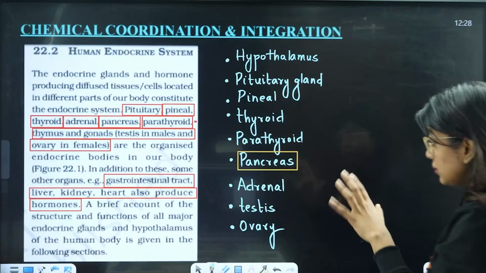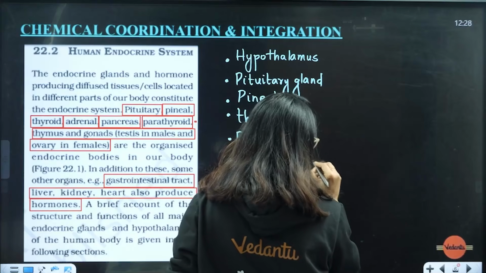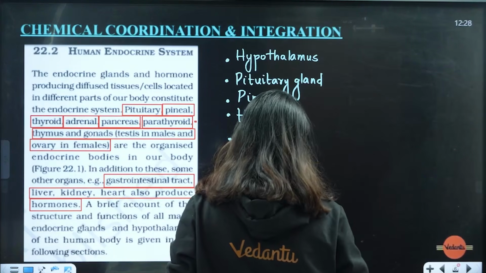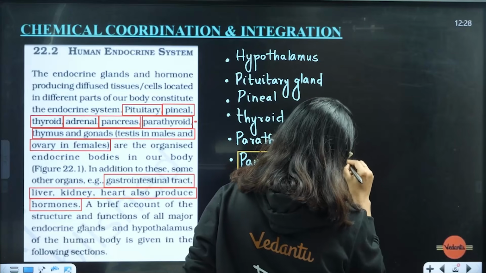Okay, now students, see, I have written pancreas in yellow color. Why? Because this is a heterocrine gland. This also I taught you in animal tissues.